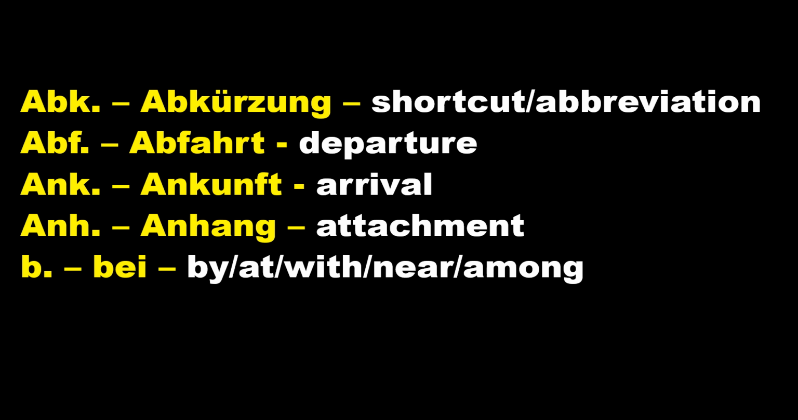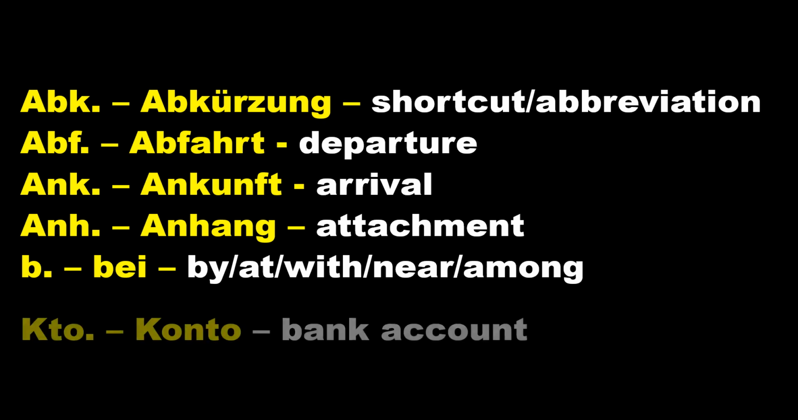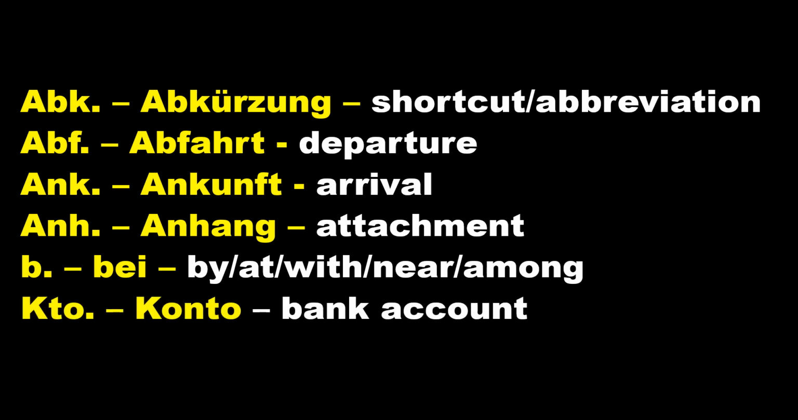Next one is bei, which stands for by. And there are different meanings at different places for this word because it's a preposition. It depends on the context where we are using this word. So few meanings I have given here: by, at, with, near, among. Next one is Kto, which stands for Konto, which means bank account.